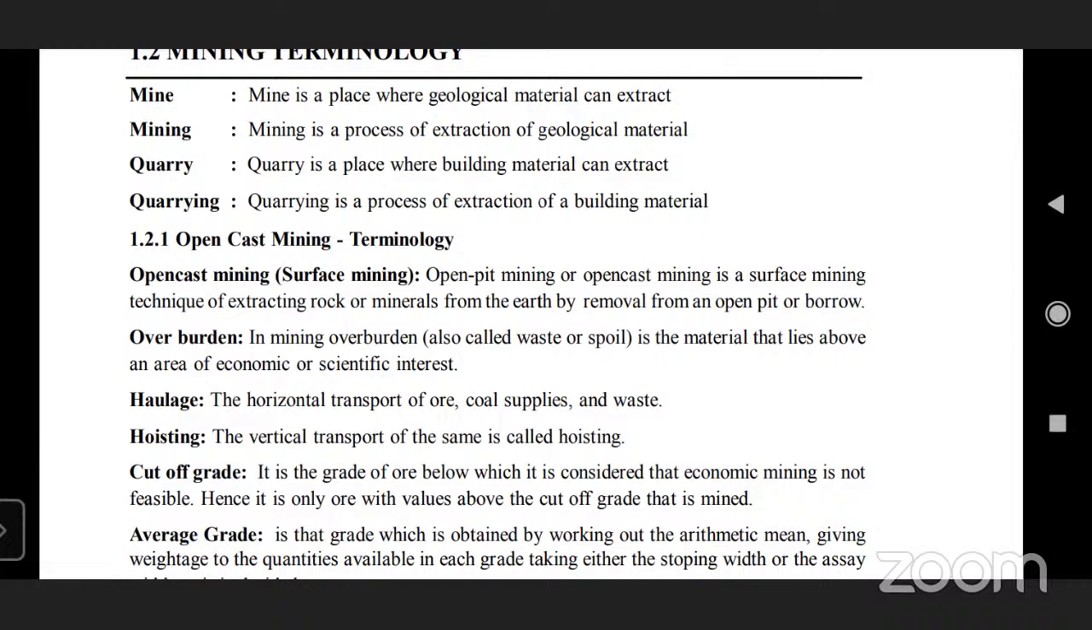So open cast mining is a technique of extracting rock or minerals from the earth by removal from an open pit or borrow. And overburden.